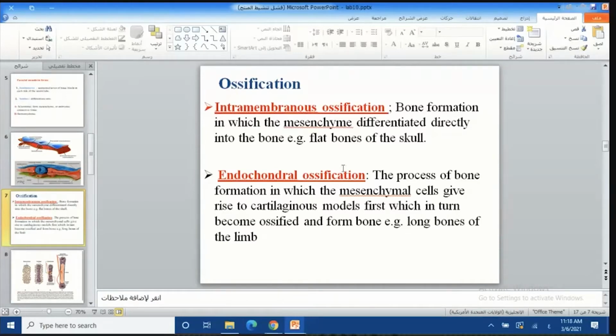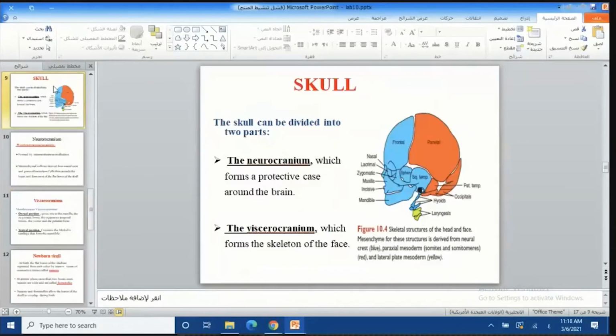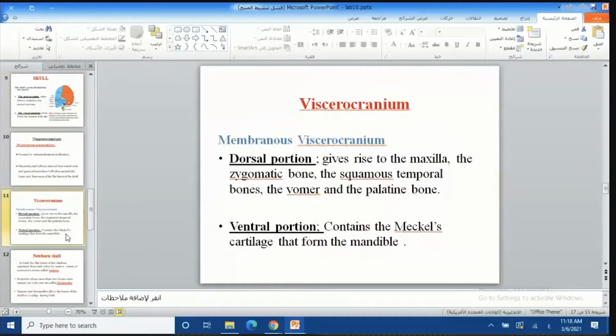While in endochondral ossification, the mesenchymal cells will first form the cartilaginous model. Okay, and this will be ossified to form the bone itself, like the long bones of the limbs. Okay, so the skull we will divide into neurocranium and viscerocranium. The neurocranium will form the protective case around the brain, while the viscerocranium will form the skeleton of the face.